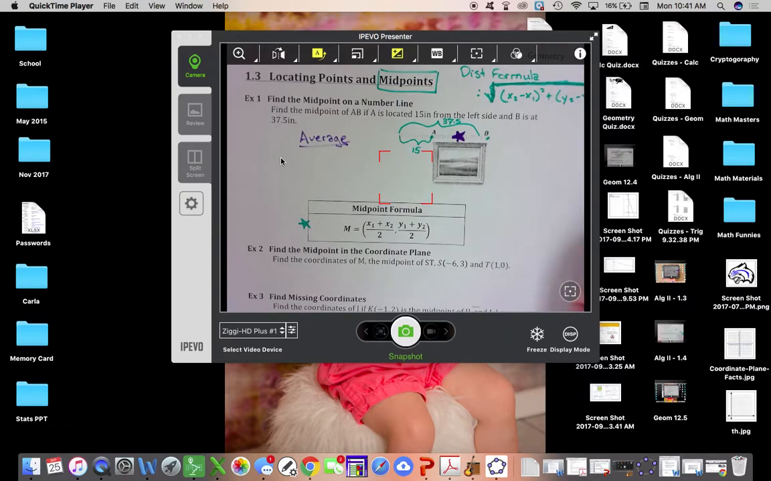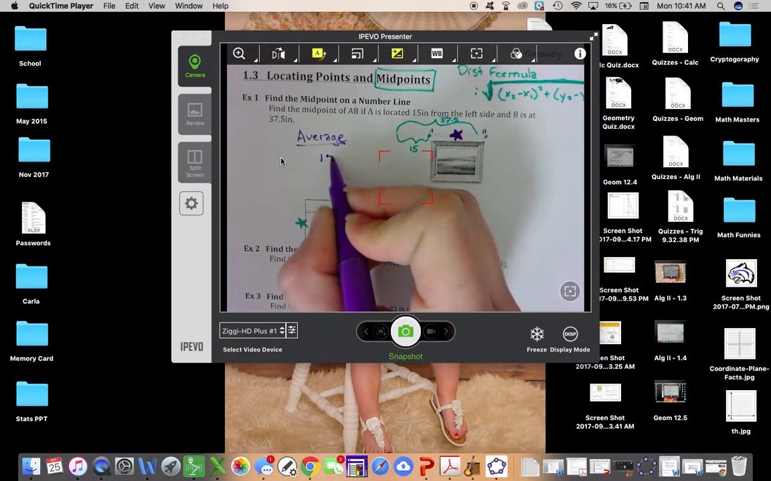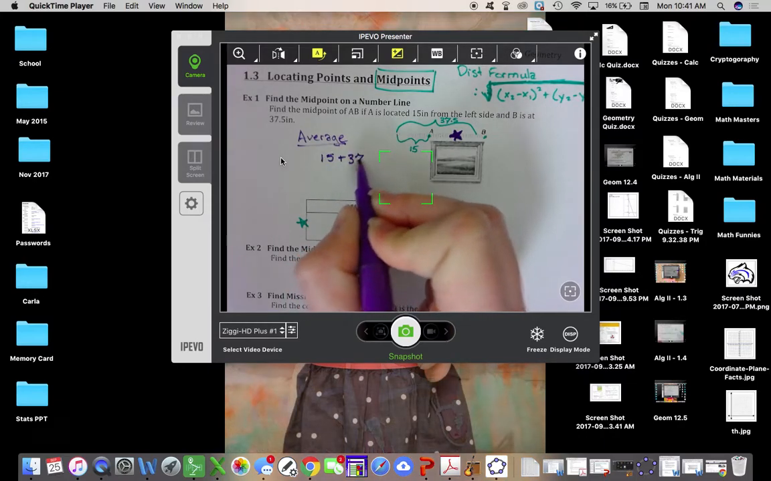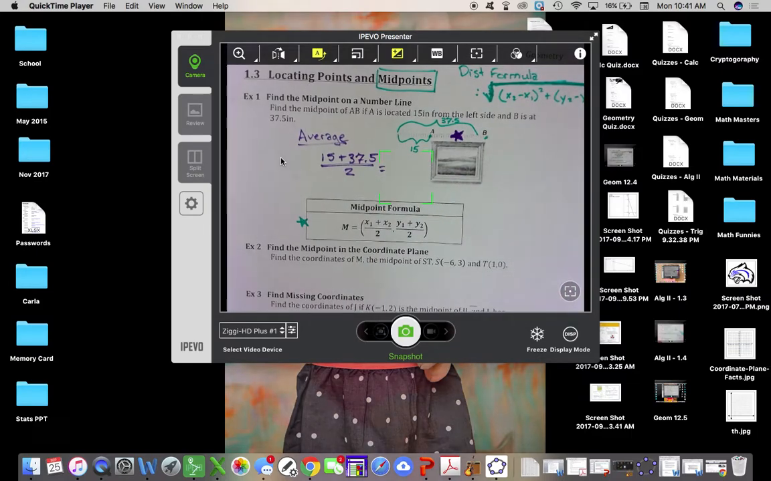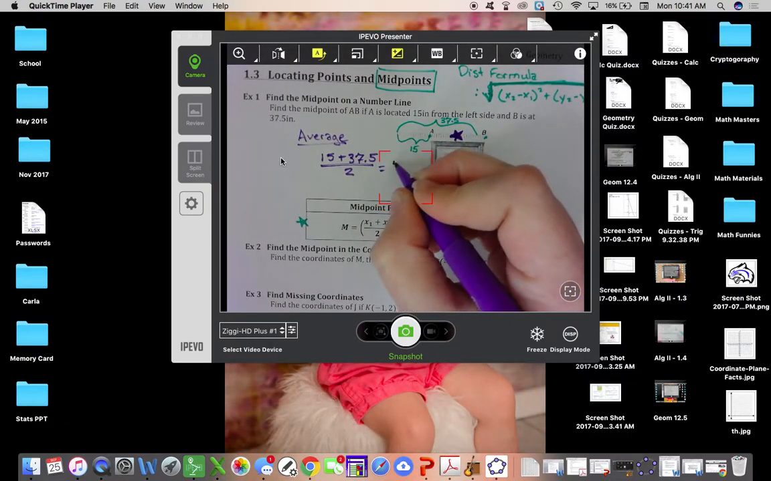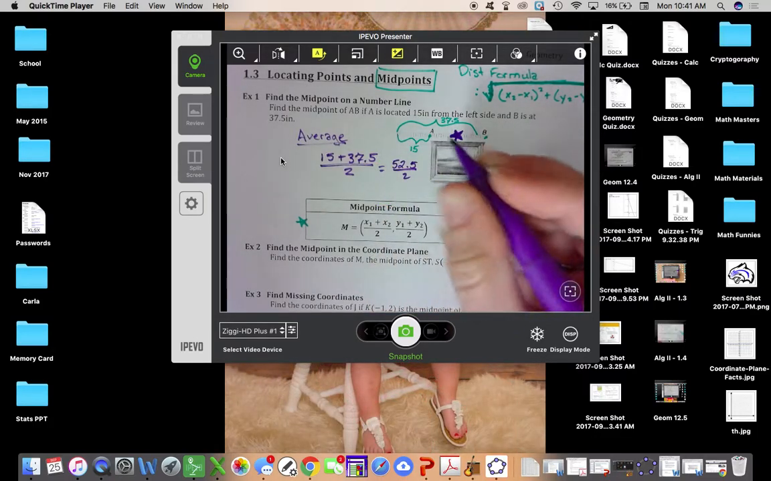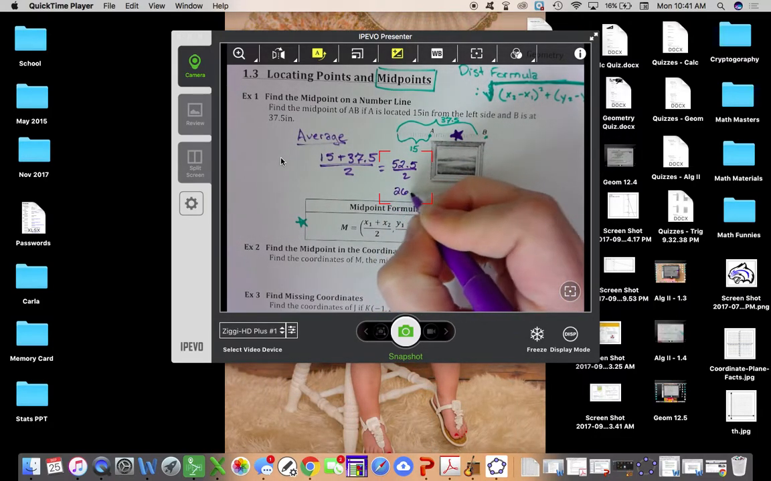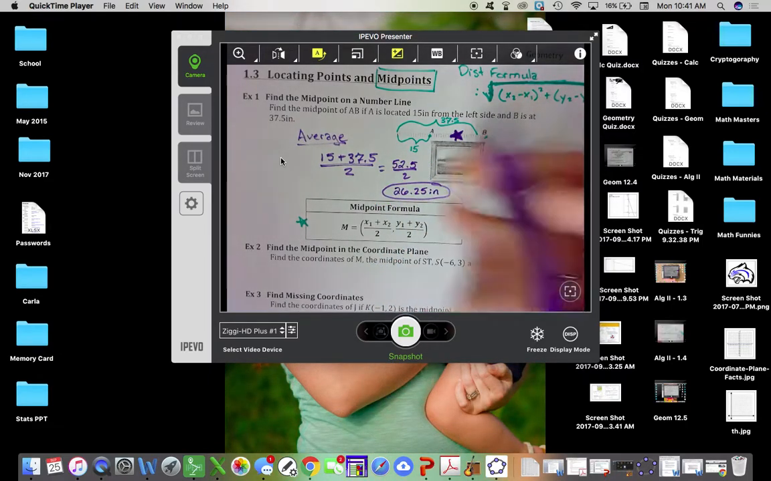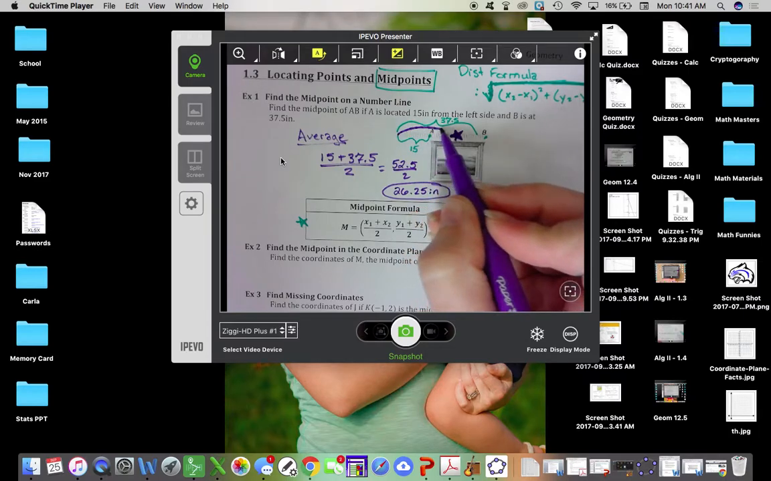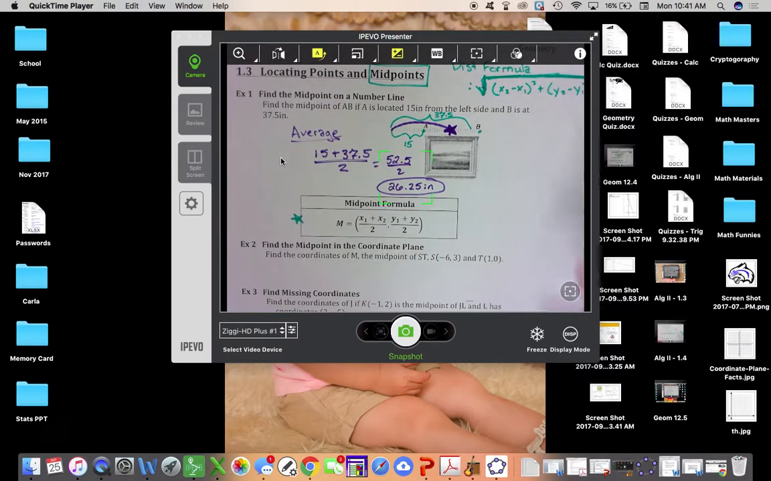All right, if I'm trying to find the average of two things, I just add them together and divide by 2. 15 plus 37.5, and I would divide that by 2. 15 plus 37.5 is 52.5, divided by 2 is 26.25 inches. So if I were to find the midpoint, I would measure over 26.25 inches, and it would give me exactly that spot. All right.